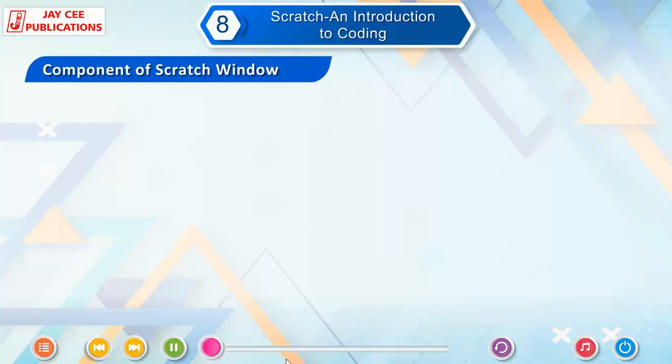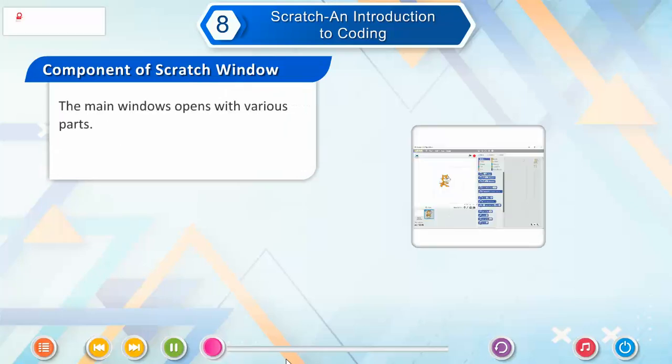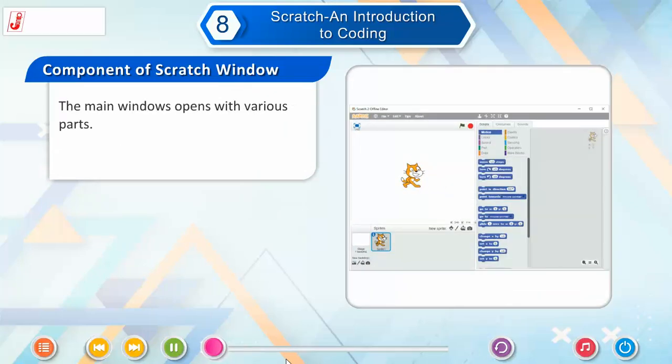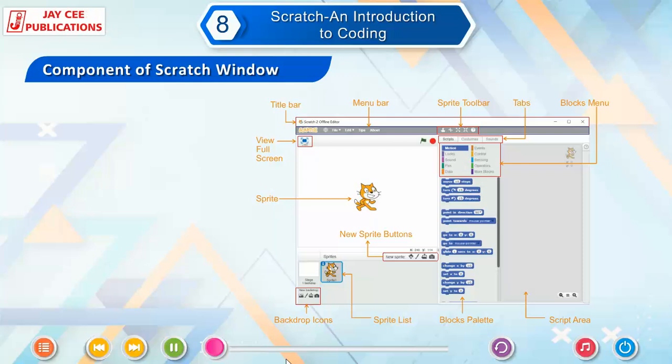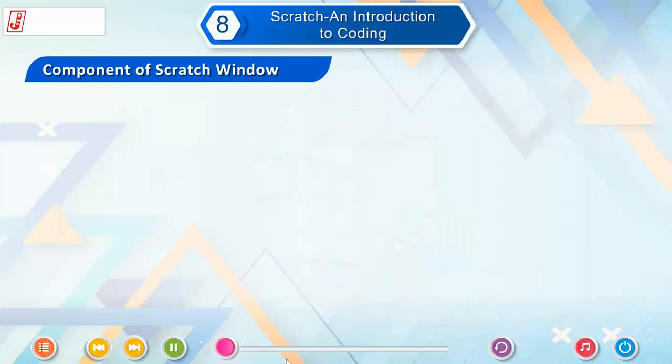Components of Scratch window. The main window opens with various parts: Title bar, menu bar, sprite toolbar, tabs, blocks menu, view full screen, sprite, new sprite button, backdrop icons, sprite list, blocks palette, script area.